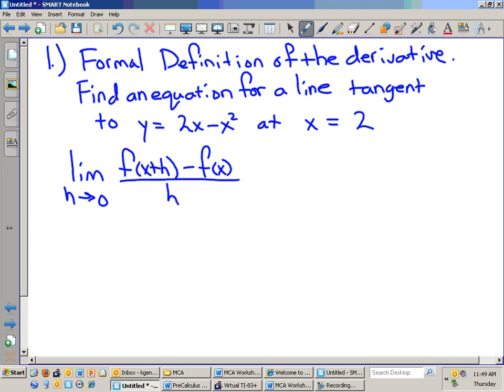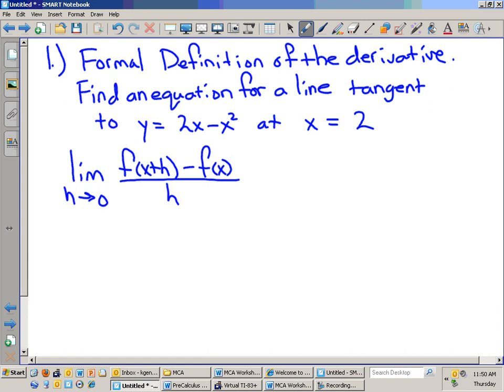That is the formal definition of the derivative. Now, here's kind of a thought to you, okay? In order to write an equation for a line, what two things do you need? Slope and a point on the line. And so in this situation, what does the formal definition represent?